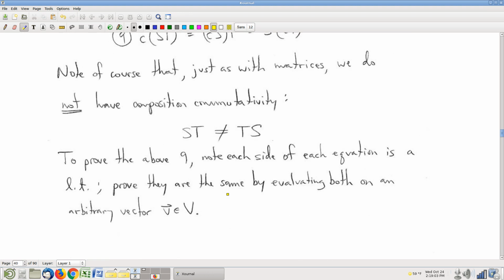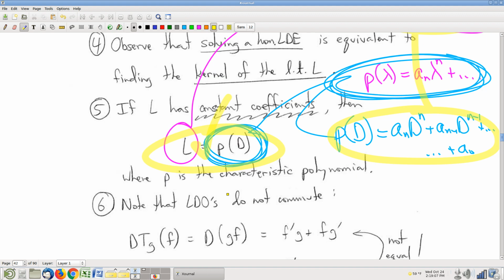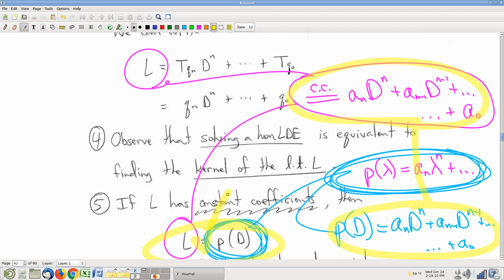And now we've got this really powerful observation that the action of the left-hand side of a differential equation is the same as interpreting the characteristic polynomial acting on the D operator. This is weird and sophisticated.